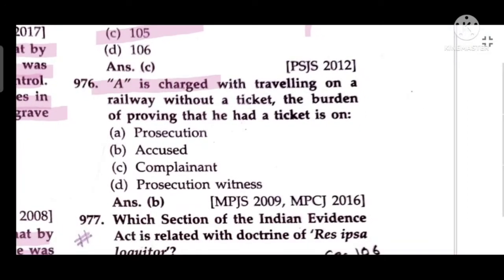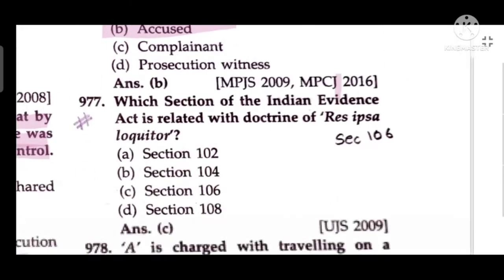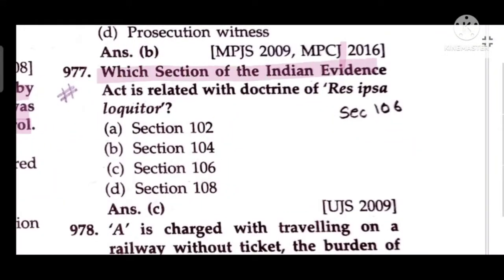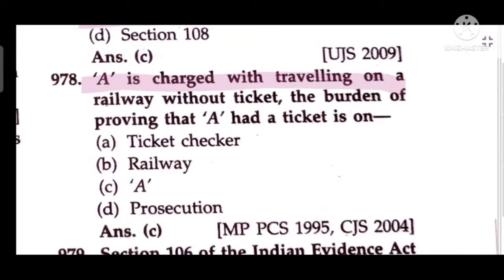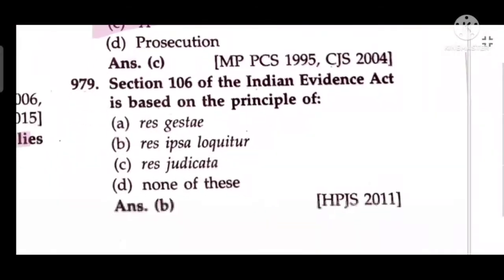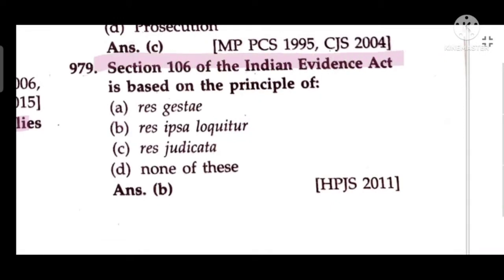A is charged with travelling on the railway without a ticket. The burden of proving that he had a ticket is on the accused. Which section of the Indian Evidence Act relates to the doctrine of res ipsa loquitur? Section 106. A is charged with travelling on the railway without a ticket. The burden of proving that A had a ticket is on A. Section 106 of the Indian Evidence Act is based on the principle of res ipsa loquitur.